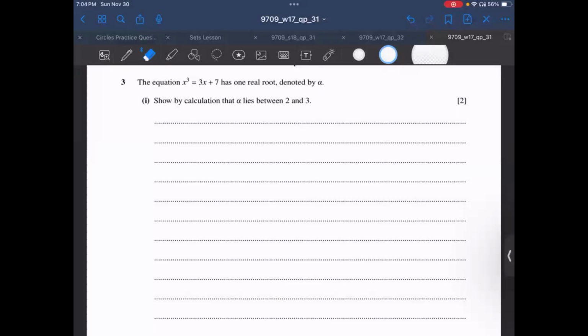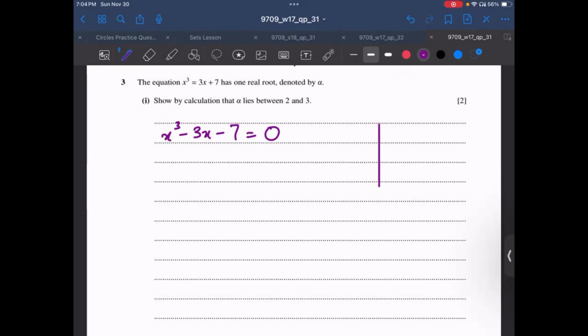In question 3, the equation x cube equals 3x plus 7 has one real root denoted by alpha. Show by calculation that alpha lies between 2 and 3. So the method to do this is we'll first write this equation as x cube minus 3x minus 7 equals 0. Now, if the root lies between 2 and 3, then there should be a change of sign between 2 and 3.